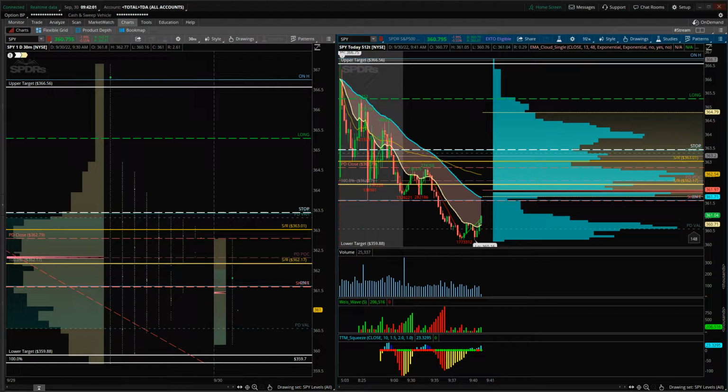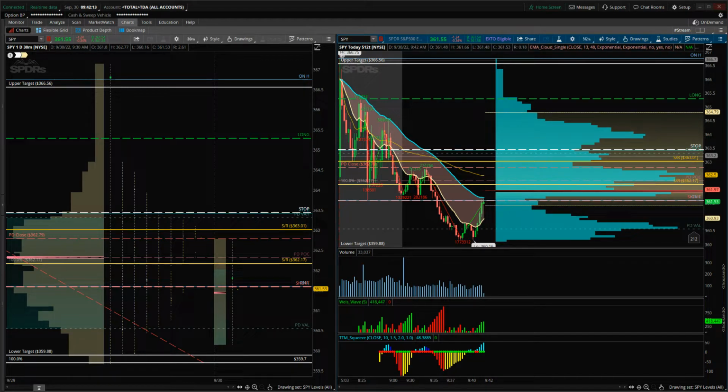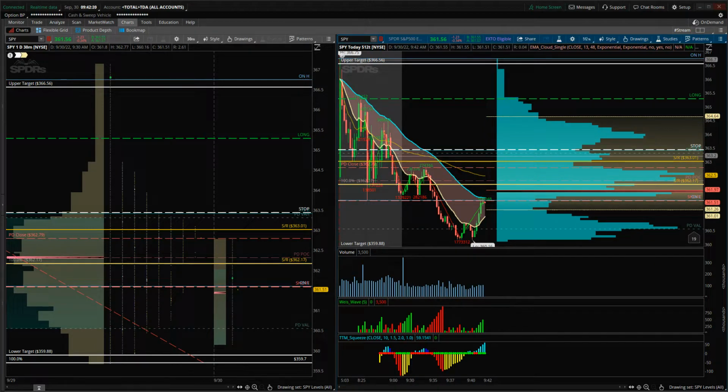We have our first penetration of our EMA cloud. So that is the first sign of seller weakness. Look at that. Back to our overnight low. We hit that thin area in our volume. Let's see if buyers pop us back or if sellers step in.